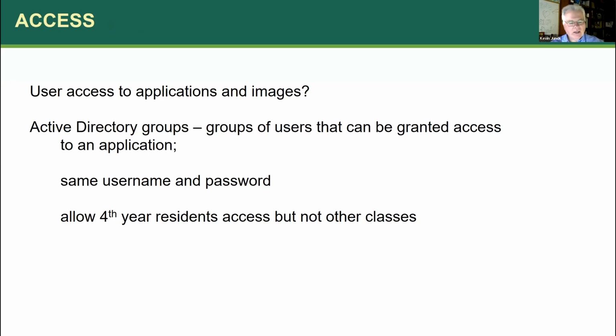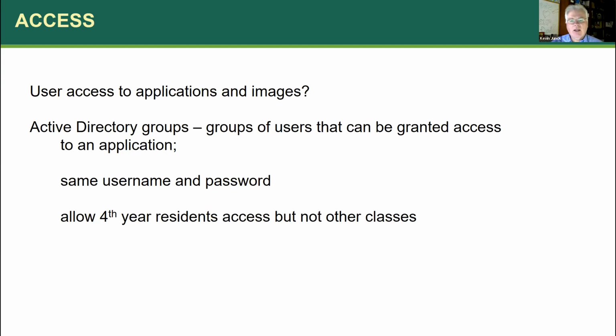One final thing to think about and keep an eye on is access, for example, user access to applications and images. At most institutions, you're going to have Active Directory groups. These are groups of users that can be granted access to an application. It allows you to have one username and password that you use to get into the system, but then you only have rights and privileges to those groups that you're a part of.